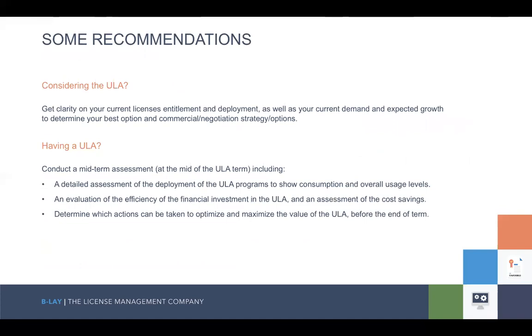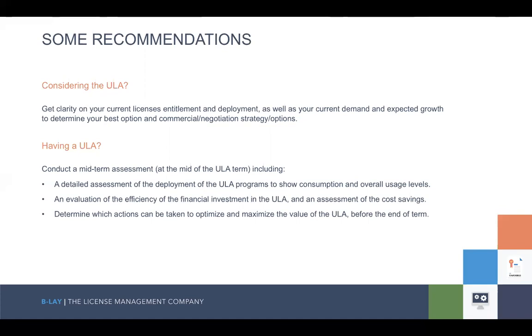If you do have a ULA, I really recommend you to do a midterm assessment at the midterm of the ULA, because at that moment in time, you will get a detailed assessment of what you're deploying, but you can also evaluate what is the real return on investment of the financial value that you've paid for the ULA at that moment in time.